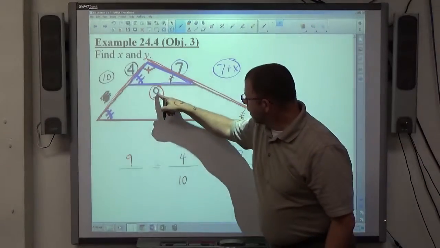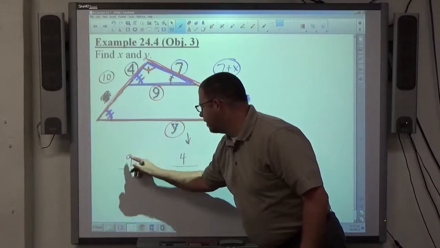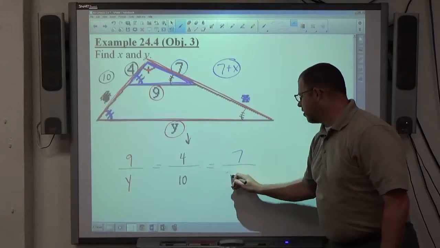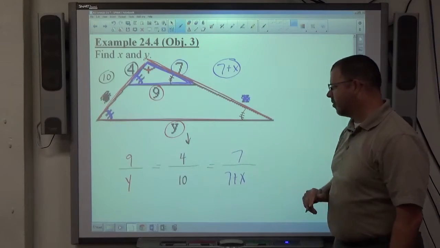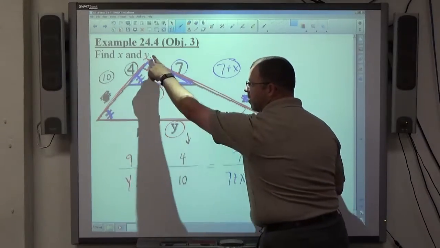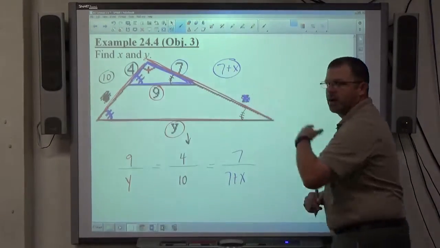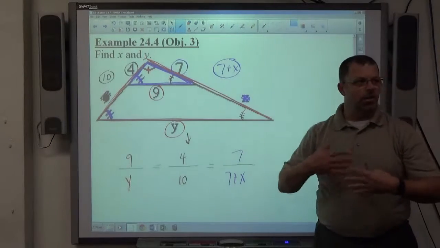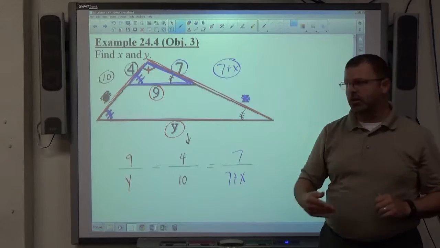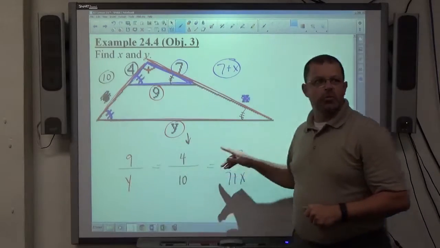So 9's on top, Y's on the bottom. 9 and Y go together. 7's on top, 7 plus X is on the bottom. 7 and 7 plus X go together. All 3 of these measures, Y, 10, 7 plus X, are from the big triangle. So making your good proportion, everything on top comes from one triangle, everything on the bottom the other triangle. Each fraction represents corresponding pieces.